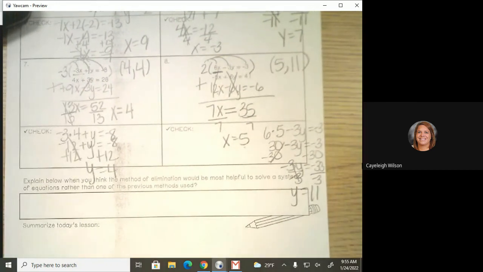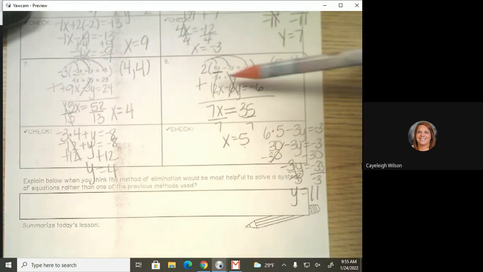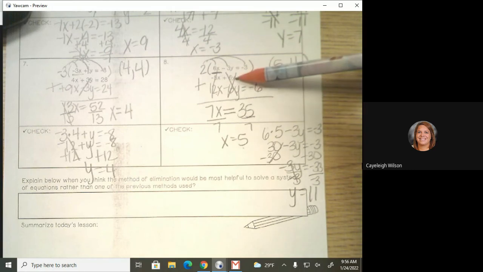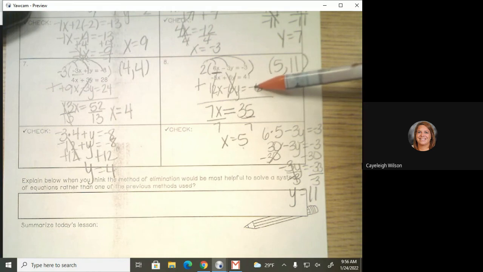Were you right? All right, I'm going to check it. Negative 5 times 5 is negative 25. 6 times 11 is 66, and negative 25 plus 66 is 41. So we're good.